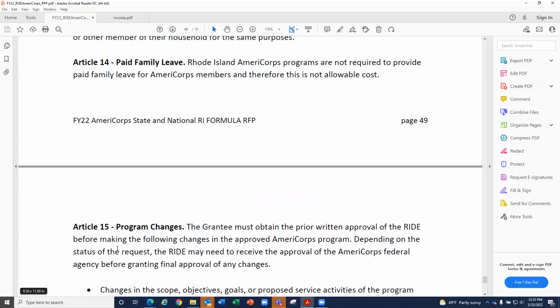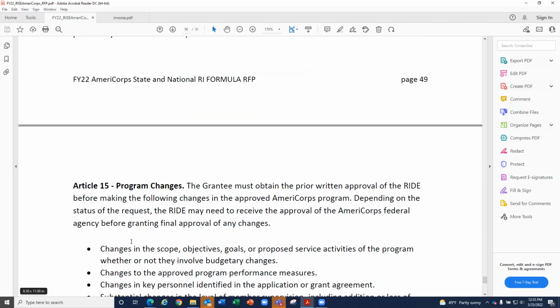There's some details in here, like paid family leave, right? Because again, Americorps members are not employees, the Rhode Island law about paid family leave doesn't apply. You can design a schedule for them that mirrors paid family leave, but again, they're not employees, so it's not relevant.